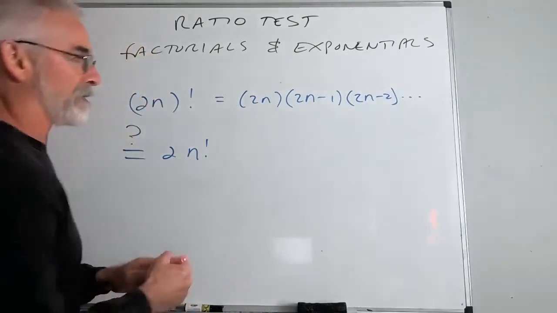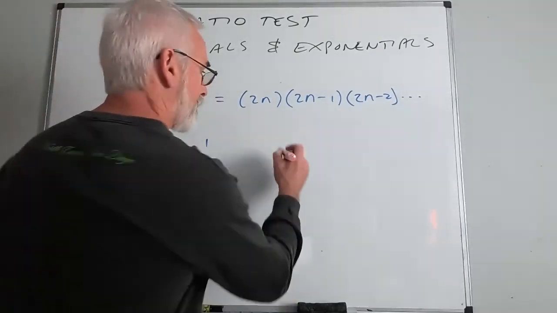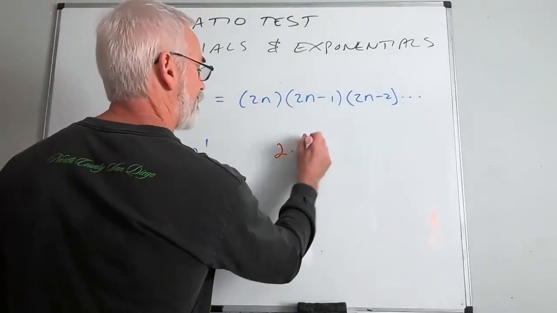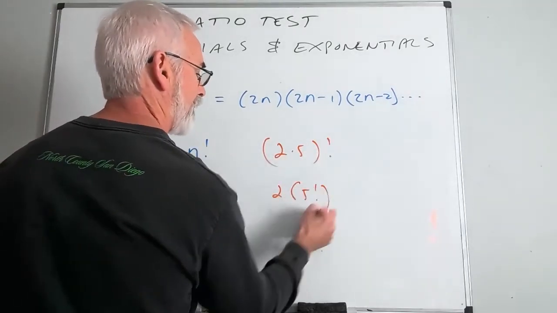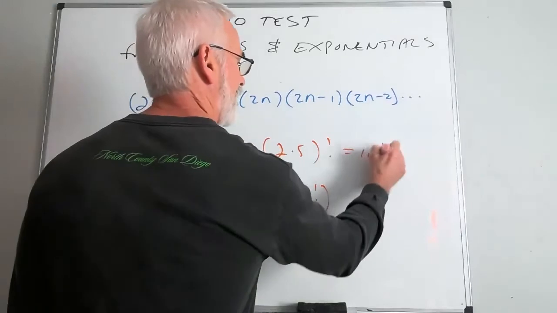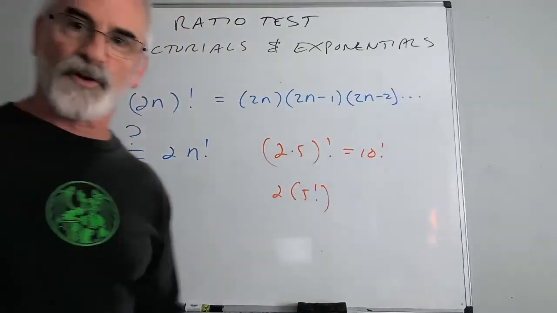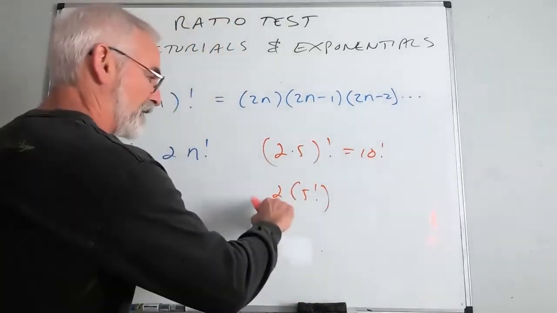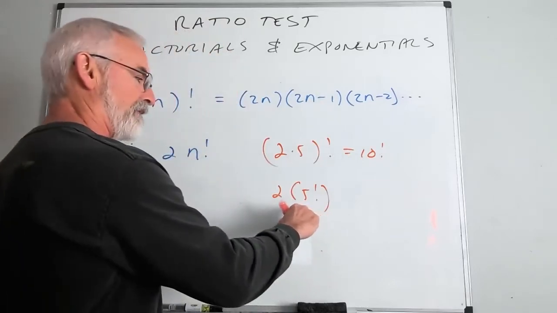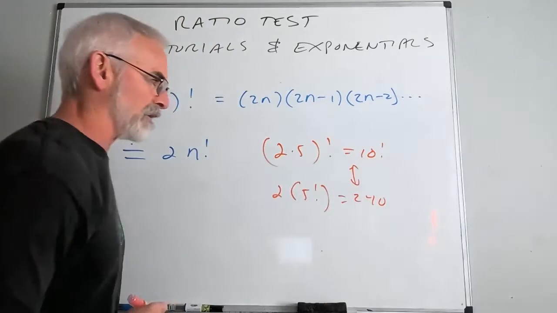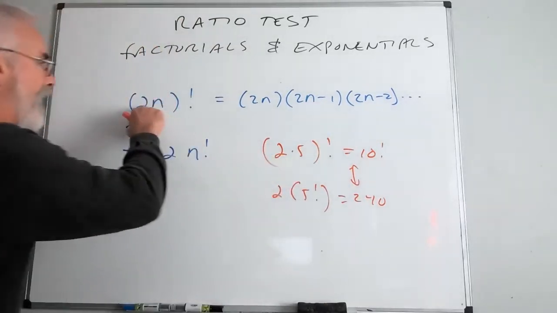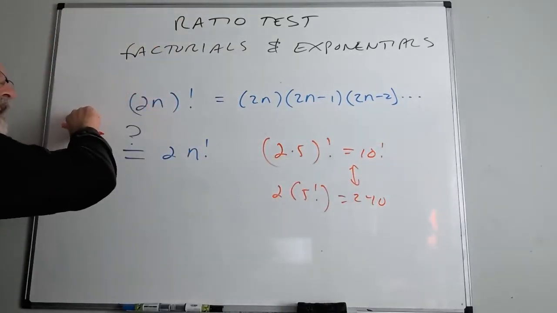Okay, let's just pick a number for n. N is 5. All right, so the first one is 2 times 5 factorial, and the second one is 2 times 5 factorial. Well, this is 10 factorial. 10 factorial is over 3 million. This is 2 times 5 factorial. 5 factorial is 120. These are not even similar. You can't factor a coefficient out.